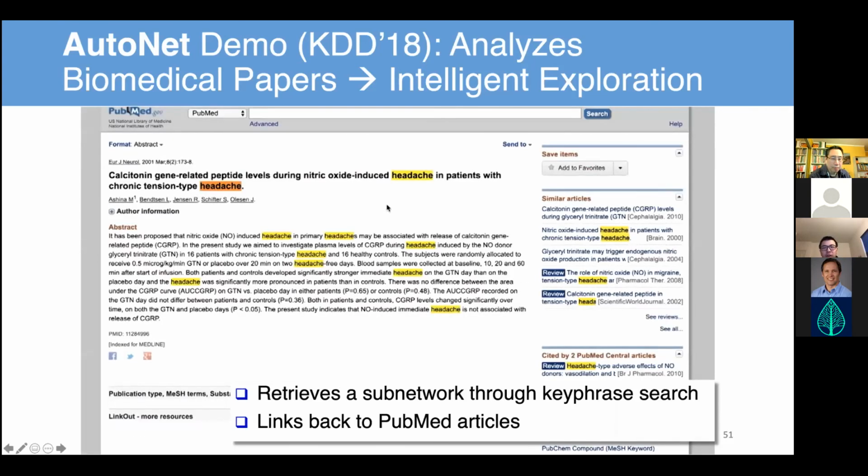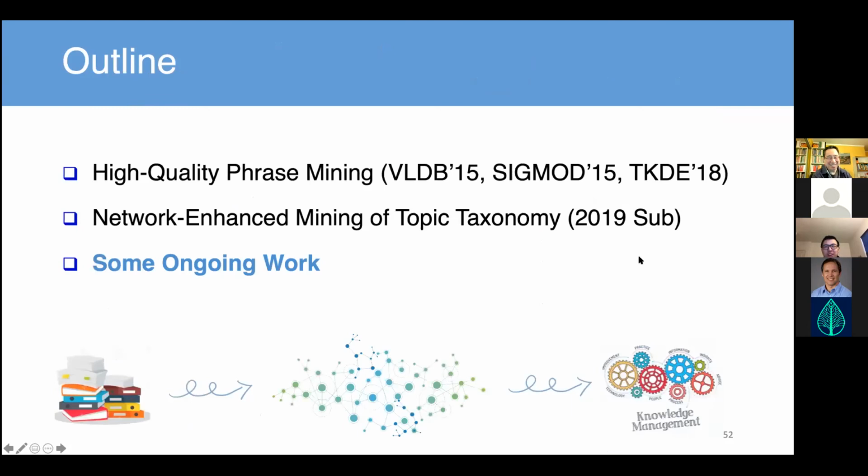And I hope during this COVID pandemic season, you will not have a headache. This could be a part of the symptoms you don't want to have. So that's kind of the idea for the AutoNet part. And let me talk about some ongoing work or accepted work recently, to give you some high-level idea.